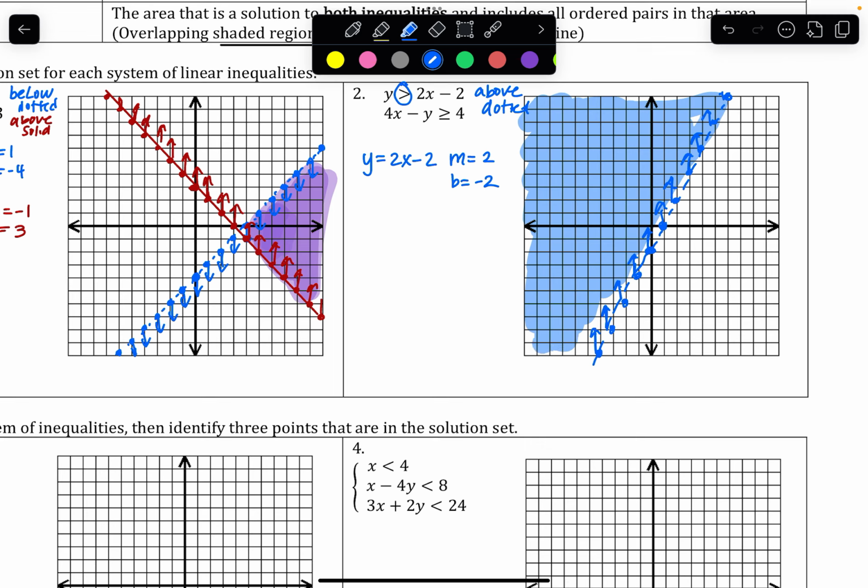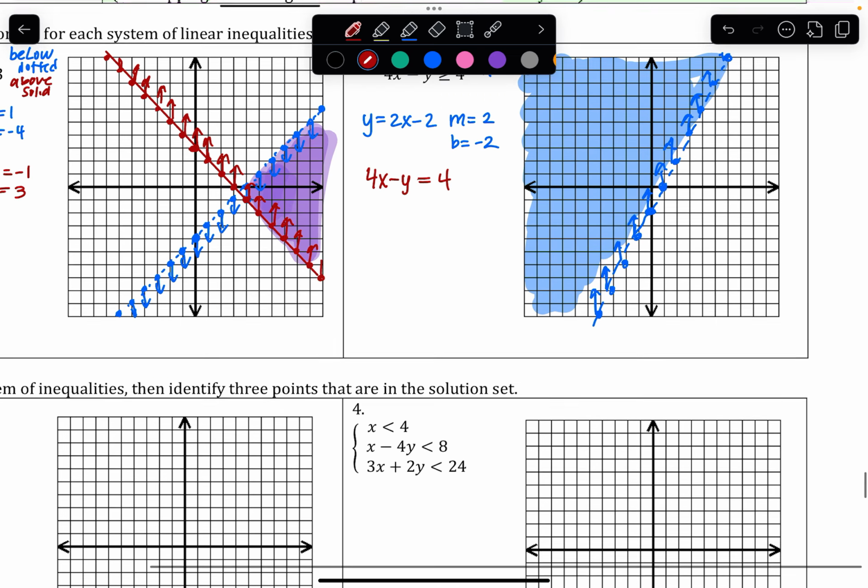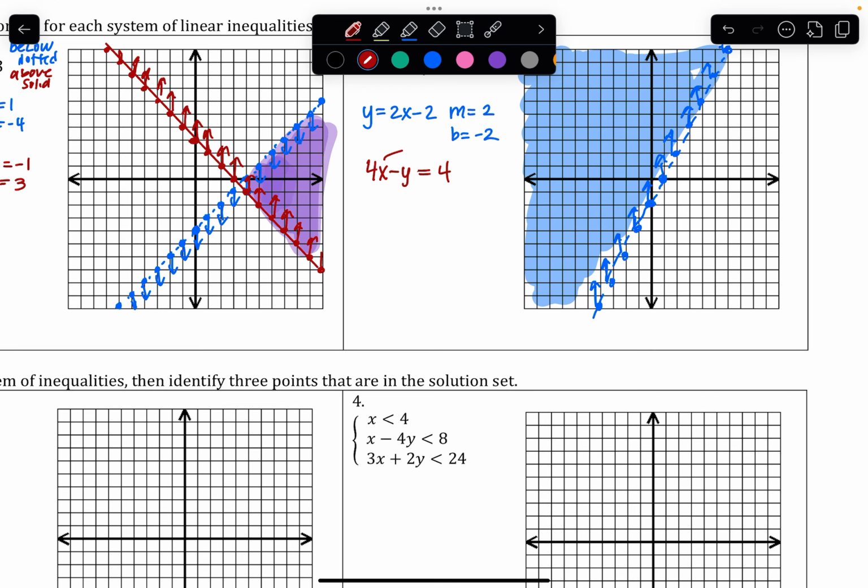Okay, for the second inequality, the boundary line is 4x minus y equals 4. That's in standard form, so our first step is to get it in slope-intercept form. So we're going to move the x to the other side. And then I'm going to write the x term first, so negative 4x once it's on the other side. And then technically there's a negative 1 here, so we have to divide every number by negative 1.